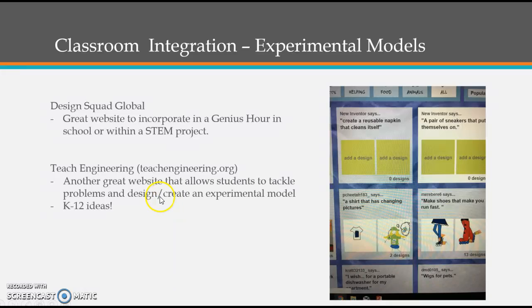Another great website for designing things is Teach Engineering. So if you haven't already checked it out, definitely recommend it. And it is a K-12 website, so that's a way for even the primary students to get a piece of it, as well as the older kids. And it really provides you with real-world problems that students are able to then tackle.